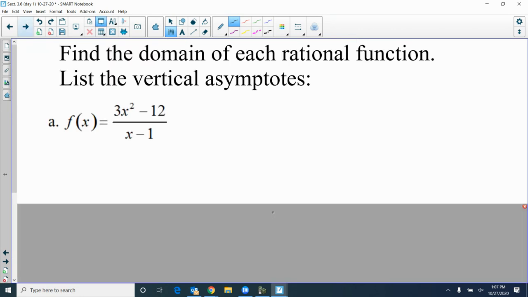Okay, all right, identifying vertical asymptotes. So you need to just be able to look at an equation without graphing it, tell me where the vertical asymptotes are, and then also identify the domain. Vertical asymptotes, where does the denominator equal 0? Equals 0 at 1. So that's your vertical asymptote.